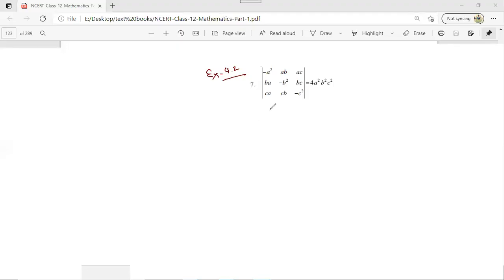Question number 7, exercise 4.2. The given left hand side is: minus a square, ab, ac; ba, minus b square, bc; ca, cb, and minus c square. So we have to prove that it equals 4a square b square c square.